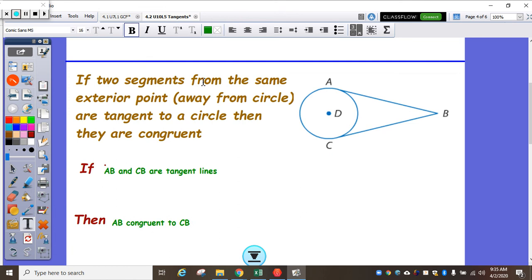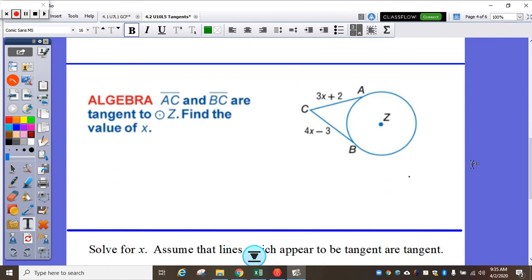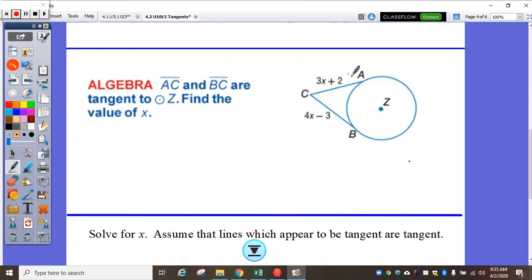Looking at a type of sample problem that you're going to have on your assignments, we'd be looking at something like this. Again, it's the same scenario where AC and BC are tangent to circle Z. Find the value of x. Well, if these two are tangent lines, and I have a point outside of the circle, then the distance from the point of tangency to that point is the same for both. So we would just say that 3x plus 2 is going to equal 4x minus 3. Solve for x.